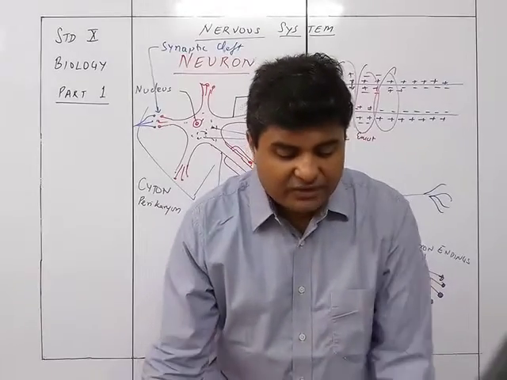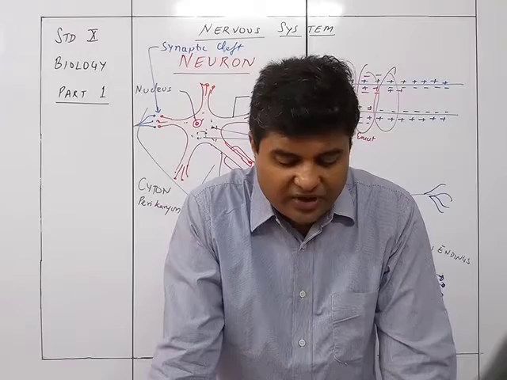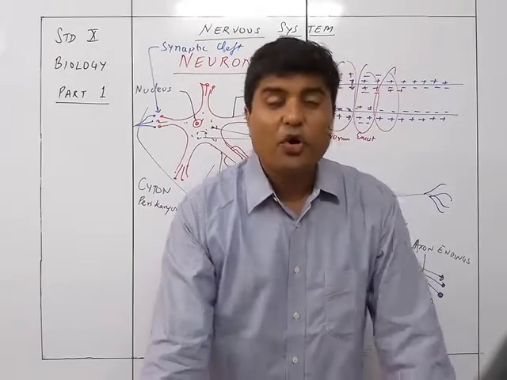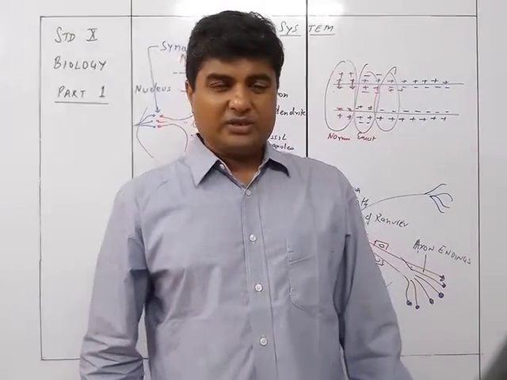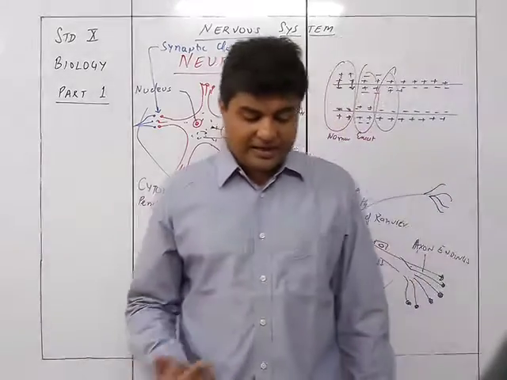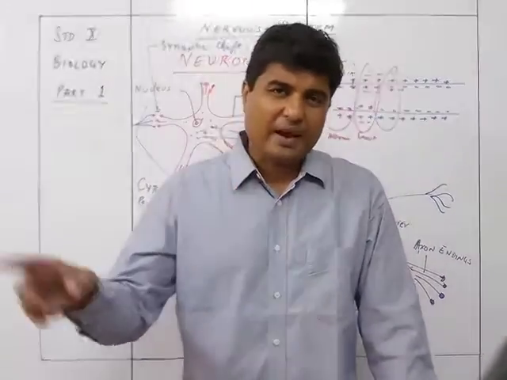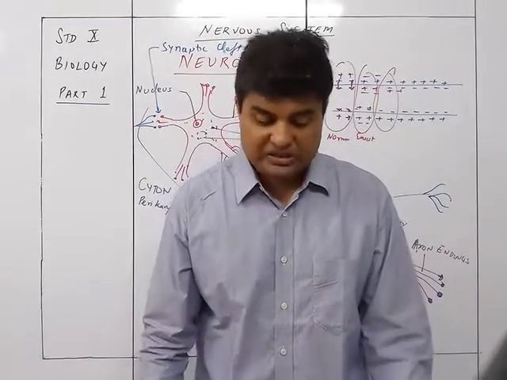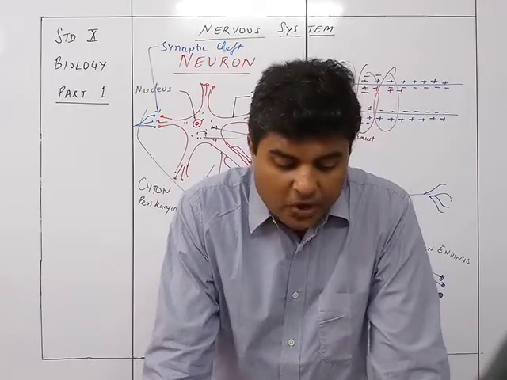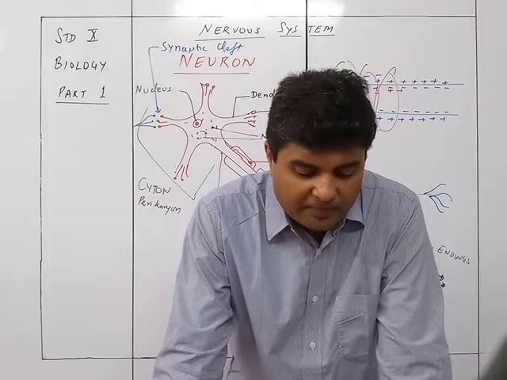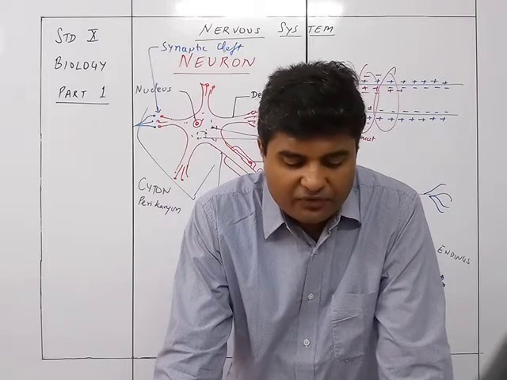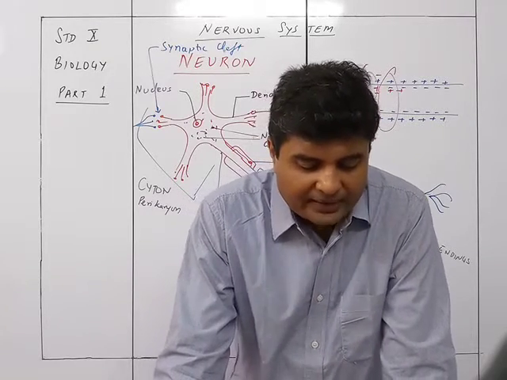So the conduction of the nerve impulse is a wave of depolarization followed by repolarization. So it is depolarization and repolarization taking place in a sequential manner so that the conduction of the impulse takes place. Do not compare conduction of nerve impulse in the nerve fiber with the flow of electricity through an electric wire.